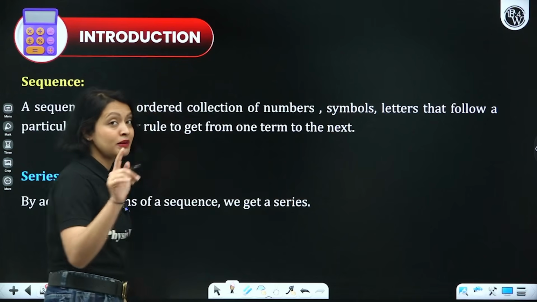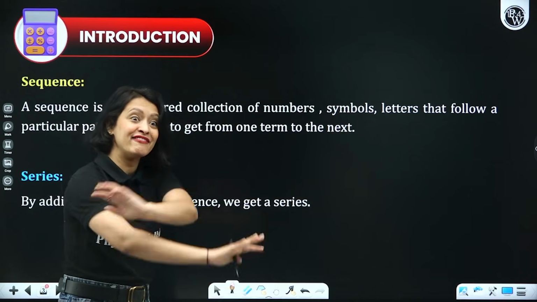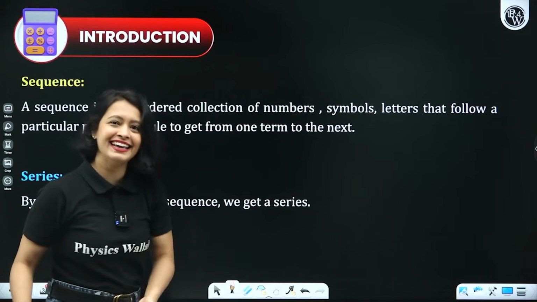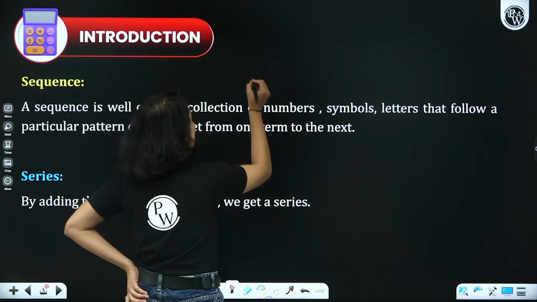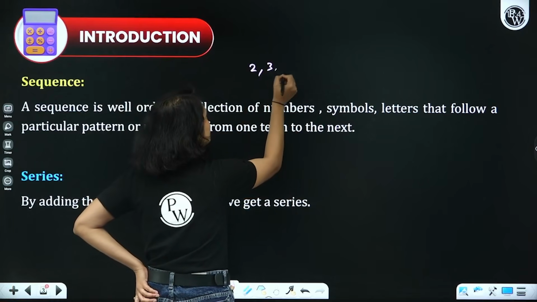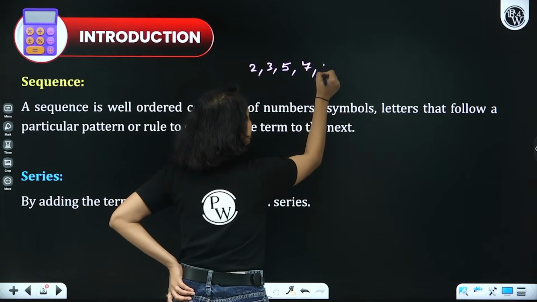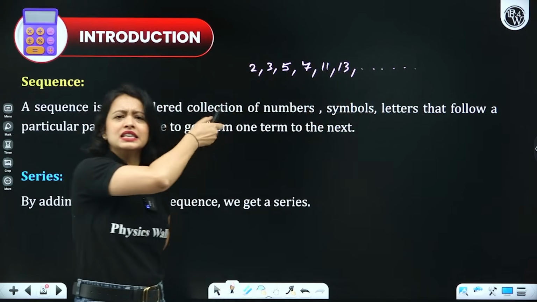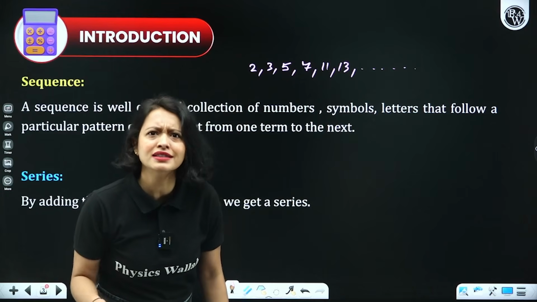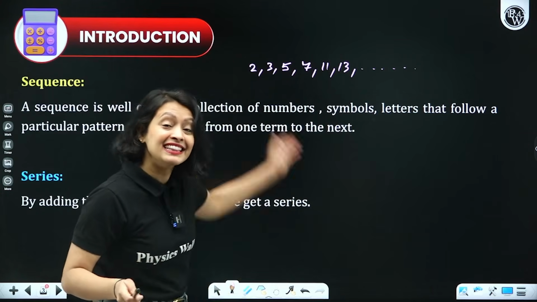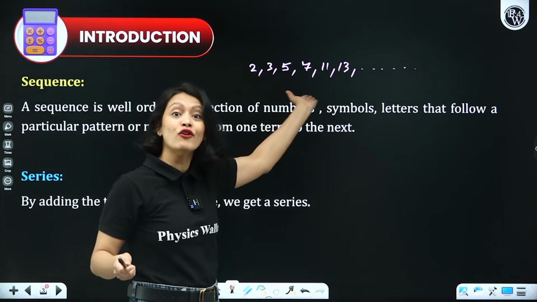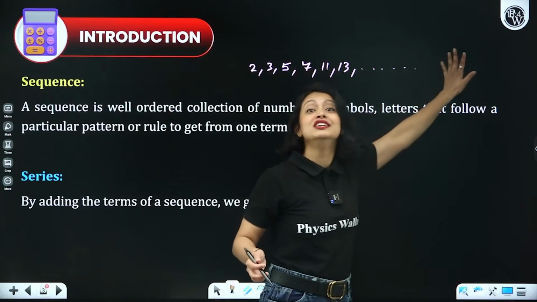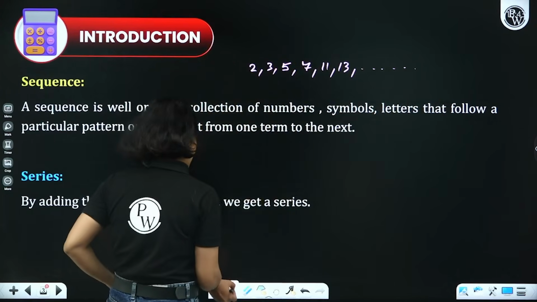Now what do you mean by logical? Logical means that everyone can agree that yes, this is the pattern that is being followed. Let's just see some examples here. Let's suppose I'm writing 2, 3, 5, 7, 11, 13 and so on and so forth. So here this is a list of numbers and this list of numbers is following a pattern, right? What pattern is that guys? The pattern is that this list comprises all the prime numbers starting from 2. So yes, this here is a sequence.